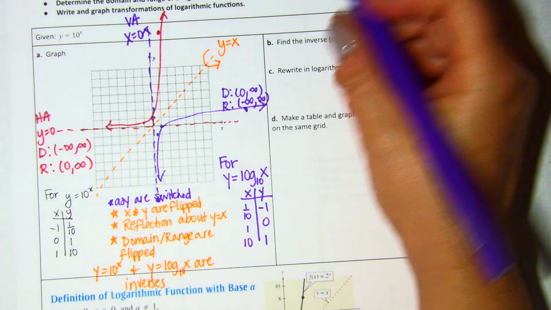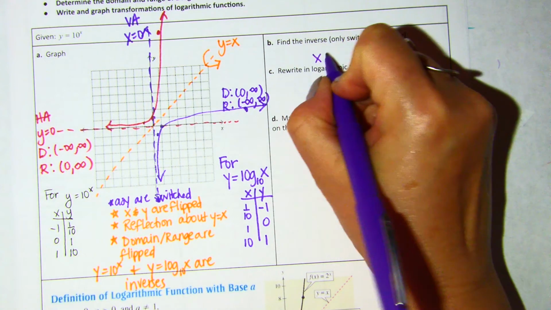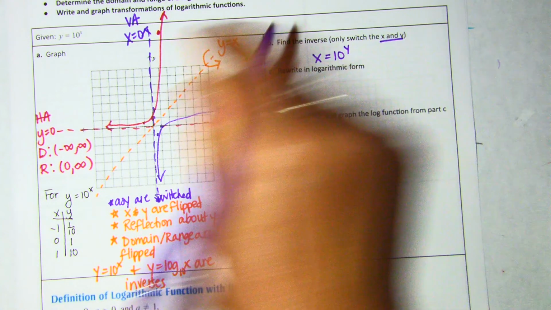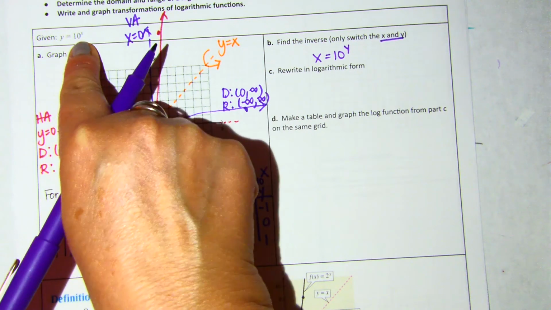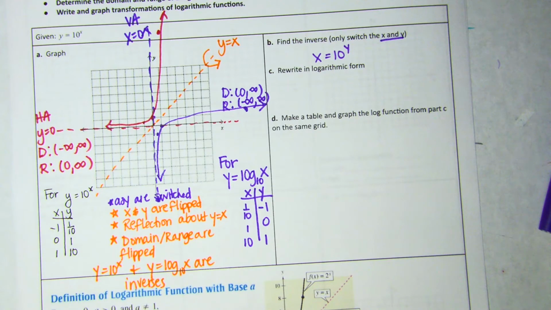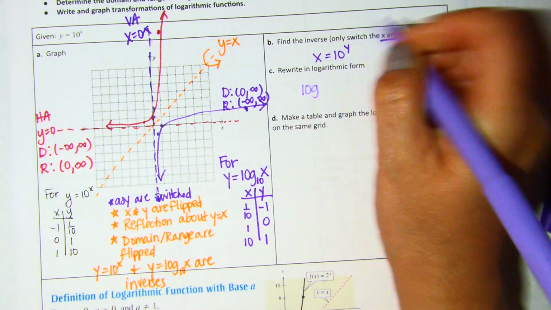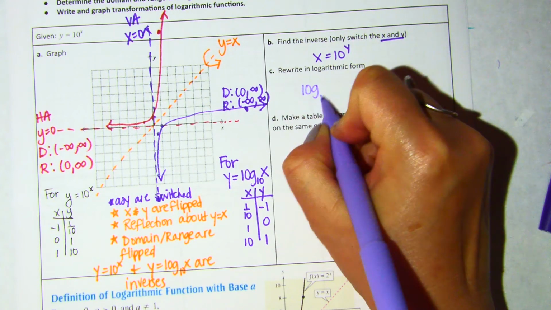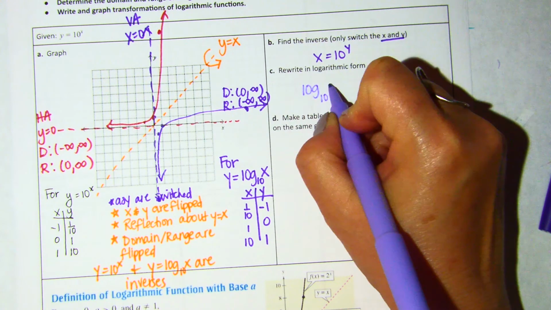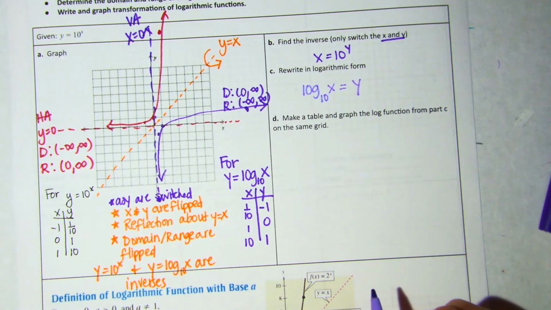To find the inverse, you switch the x and the y. I'm referring to this here, okay? And then when we rewrite it in log form, log base 10 of x equals y. Okay, that's how you go back and forth.